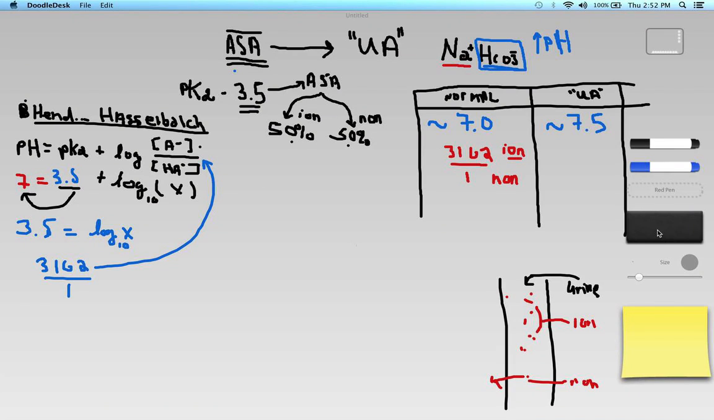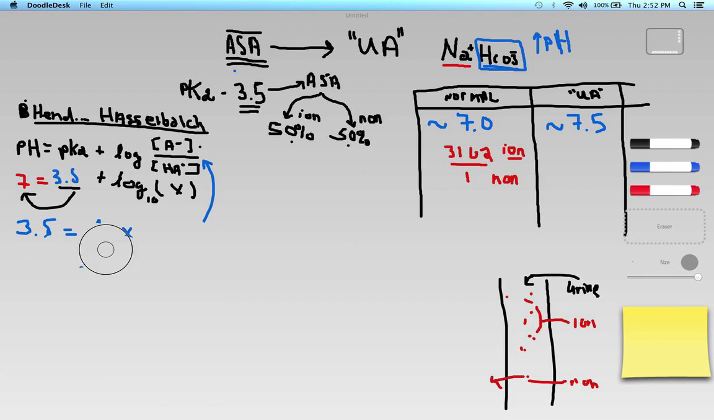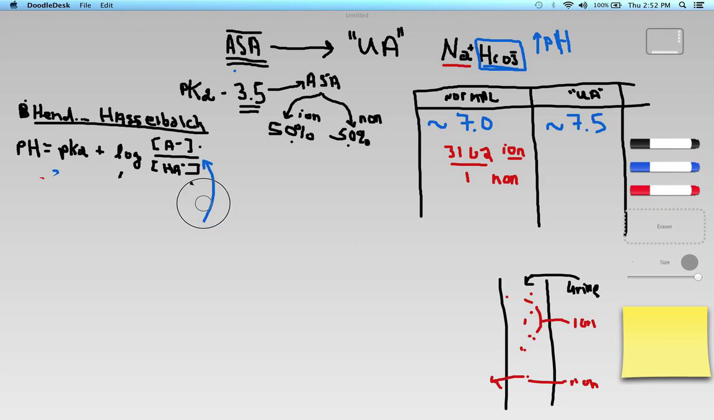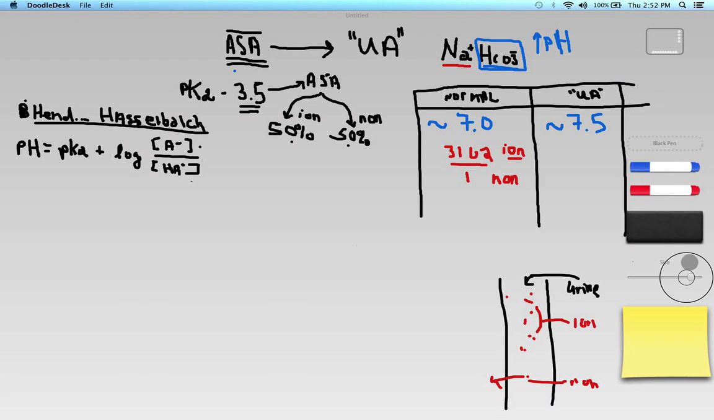And so what I'm going to do now is show you what happens when I alkalize the urine, and we've got the formula to back it up here. So let's just see what happens when we alkalize the urine. Does something change? Let's go ahead and plug in and run the equation again.